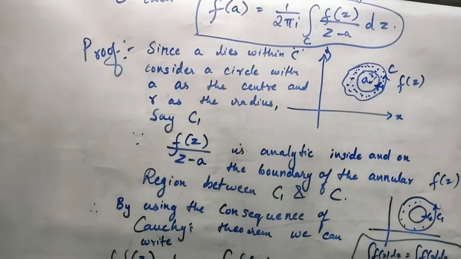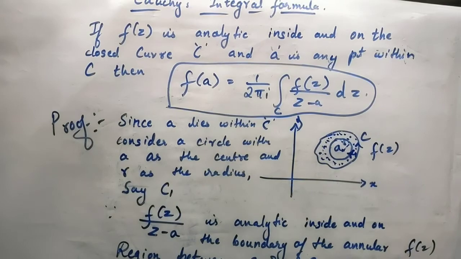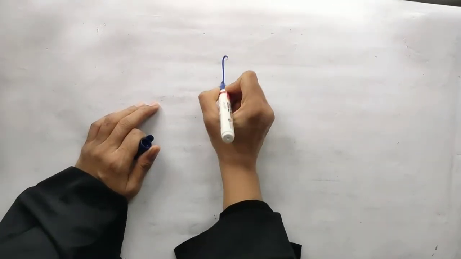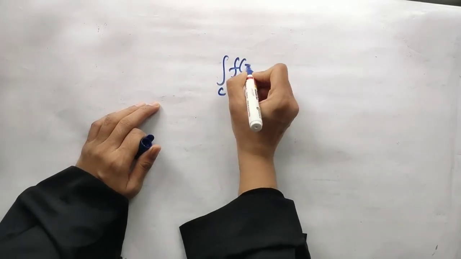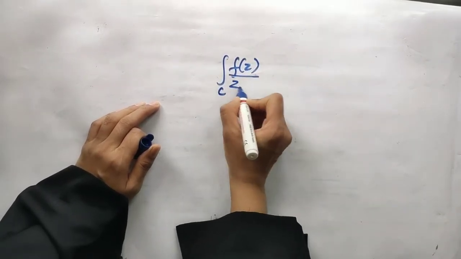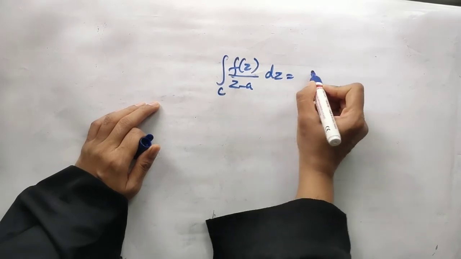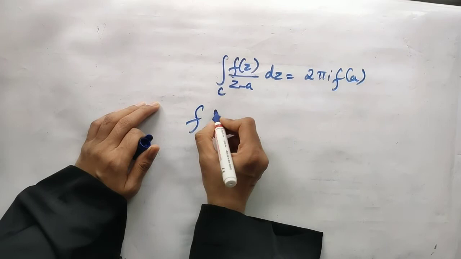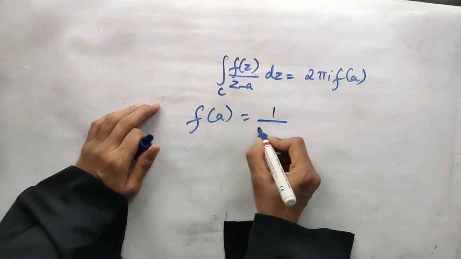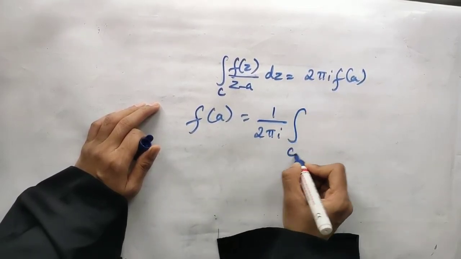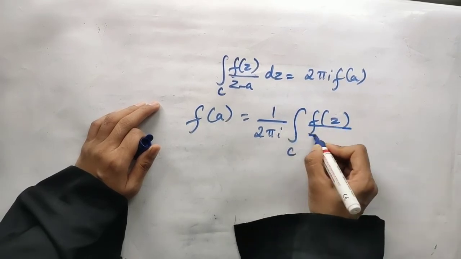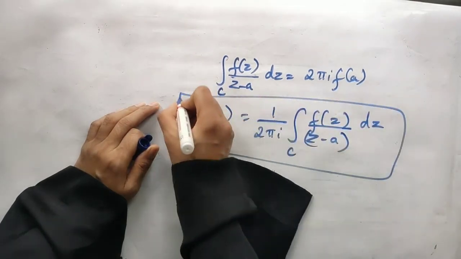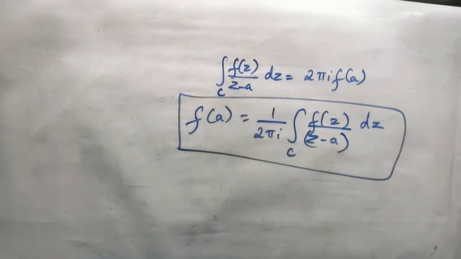The final answer: integration over the curve C of f of z divided by z minus a dz is equal to, we got it as 2 pi i into f of a. You just have to separate your f of a from here, which will be 1 over 2 pi i integration over the curve C of f of z divided by z minus a dz. This completes the derivation for Cauchy's integral formula.